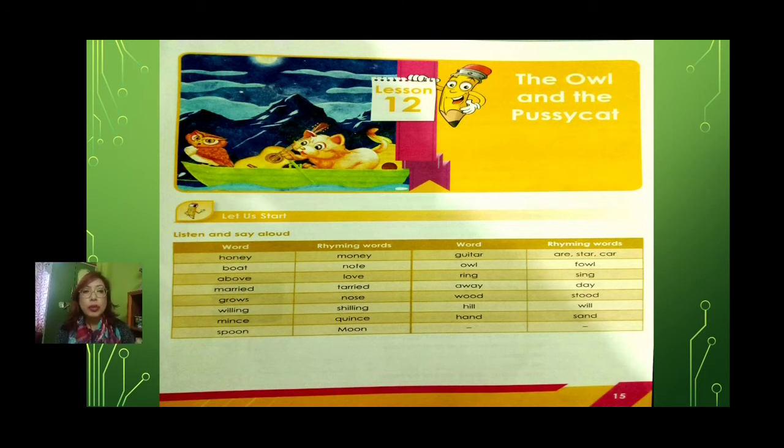Now, students, why do the poets use these rhyming words? Rhyming words are also one of the poetic devices. It is being used to make the poem more appealing, more attractive to the readers, and especially rhyming words are being used to give rhythm. There's a rhythm when you read the poem. Rhyming words give rhythm to the poem.